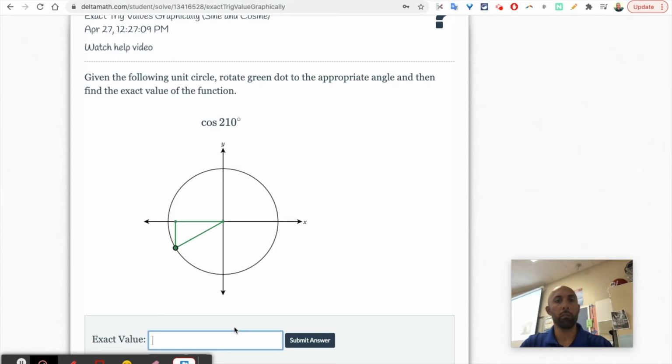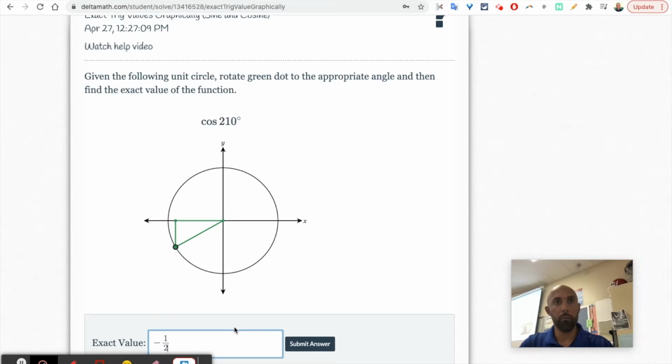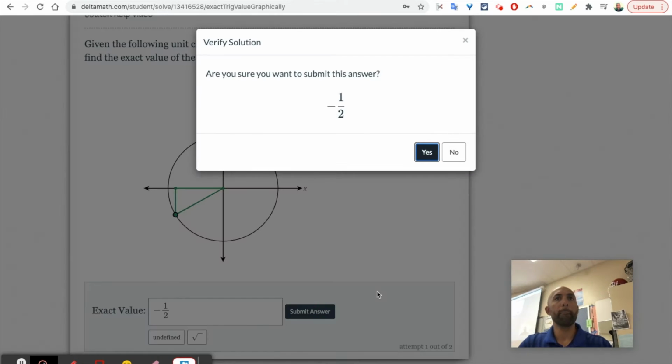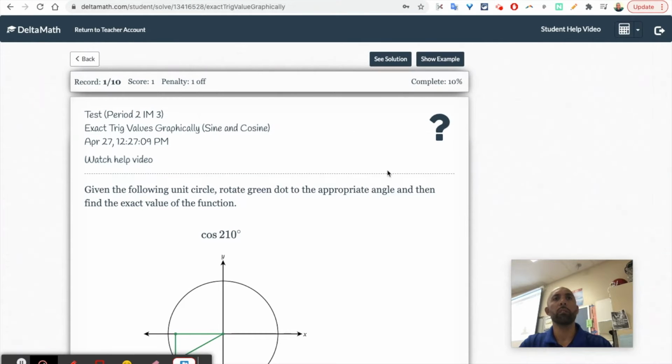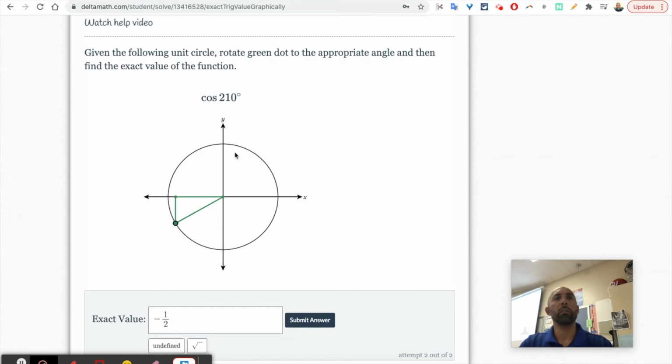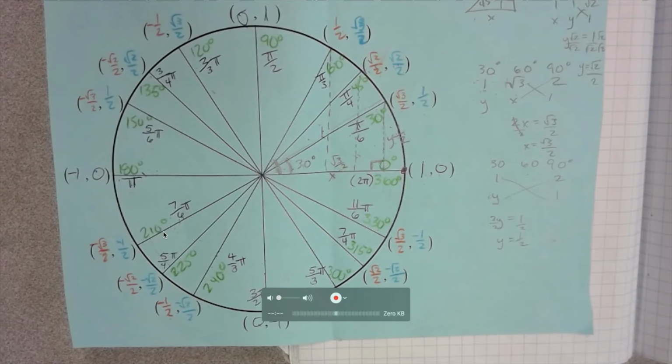Oops, I wrote that wrong. So negative 1 divided by 2. All right. Let's do another one. Oh, I am incorrect. Let's see why. All right, cosine at 210, right? So cosine, oh, I am so sorry. I made the mistake. I looked at the y value by accident. It's the x value, not the y value.